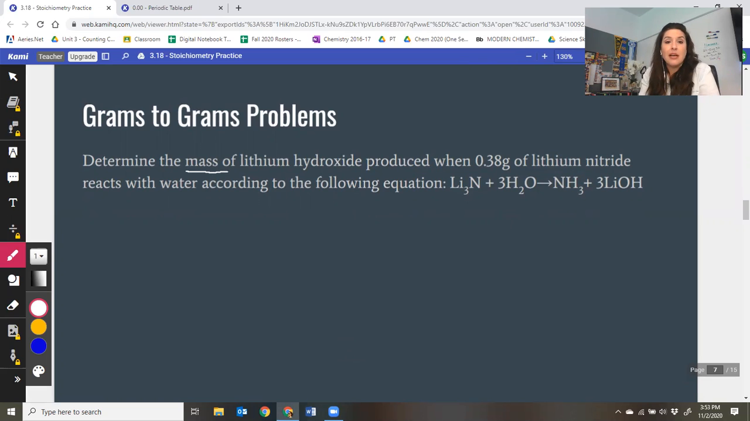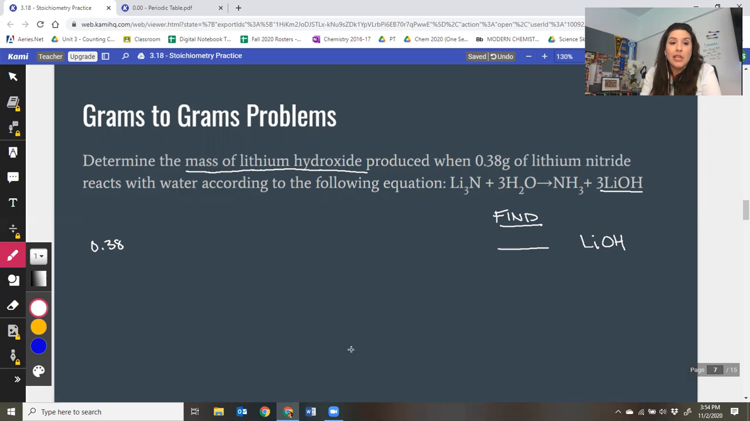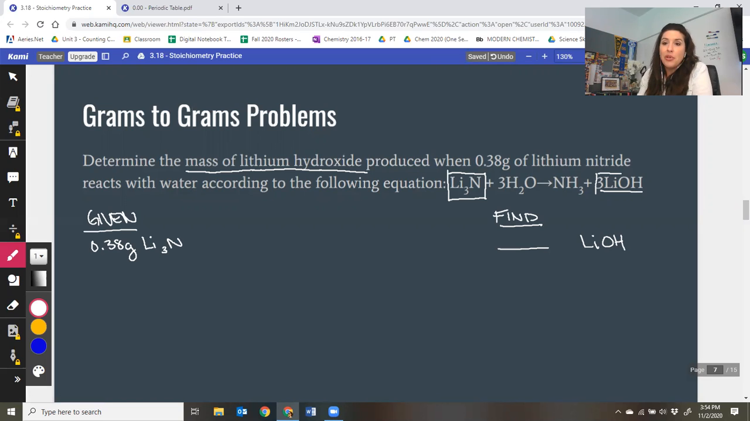Determine the mass of lithium hydroxide. See, so that's this one. That's what we're trying to find. When 0.38 grams of lithium nitride, Li3N, is my given, anything that has a number attached to it, reacts with water according to the following equation. So it looks like I am focused on this reactant and this product.